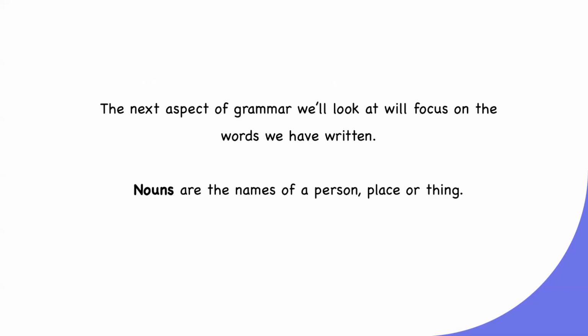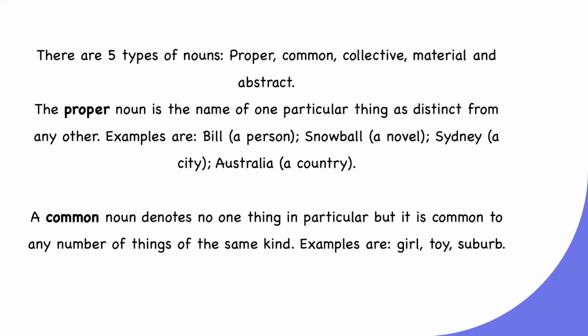The next aspect of grammar we'll look at will focus on the words we have written, and those nouns are the names of a person, place or thing. There are 5 types of nouns: proper nouns, common nouns, collective nouns, material nouns and abstract nouns. The proper noun is the name of one particular thing as distinct from another. These always have a capital letter. Examples are Bill, who's a person; Snowball, which is a novel; Sydney, which is a city; and Australia, which is a country.